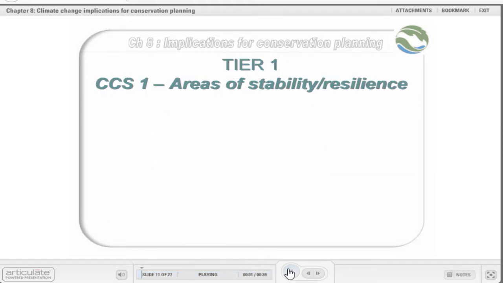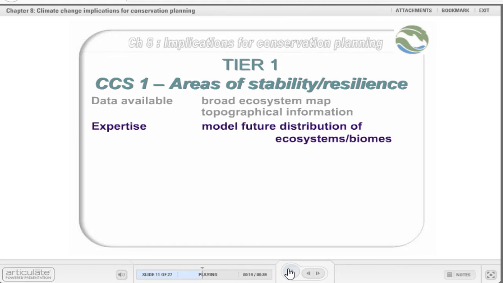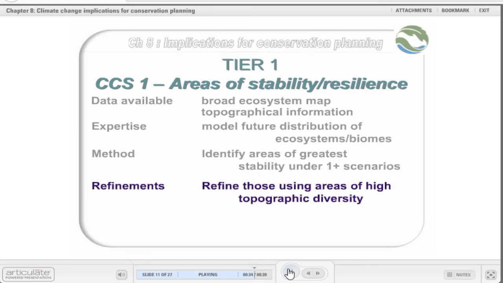Tier 1 Climate Change Integrated Conservation Strategies aim to identify areas of the greatest stability or resilience to climate change from a biodiversity perspective. They require data on broad biomes, climatically defined, and if possible, topographic information. They also require expertise in modeling the current and future distributions of these biomes in a climatic manner. The method uses the current and future distributions of biomes to identify areas of the greatest similarity or stability under one or more scenarios of climate change. It is then possible to refine these areas by selecting from them topographically diverse regions.